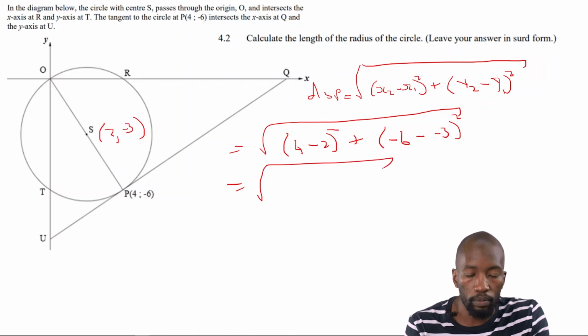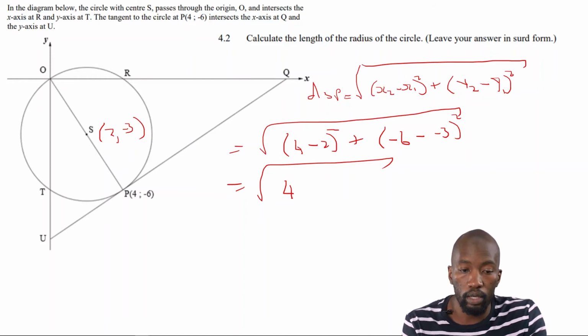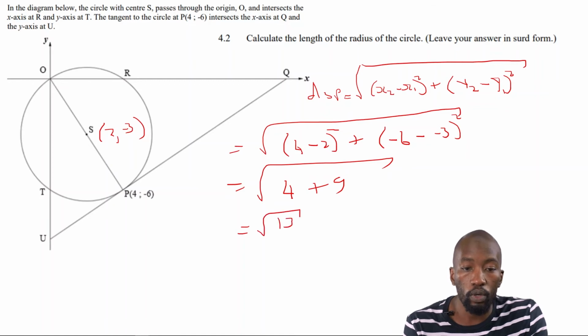Let's quickly just find that. So this will be 4 minus 2 is just 2 squared. That'll just be 4. Then minus 6 minus minus 3. So this is just like minus 6 plus 3. So this will be minus 3 squared, which is just what? 9. So this is the square root of 13 for the radius of the circle.